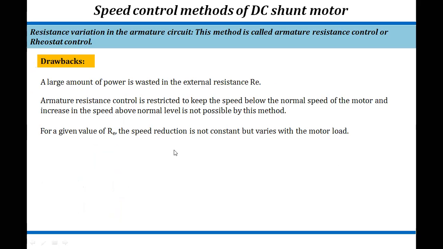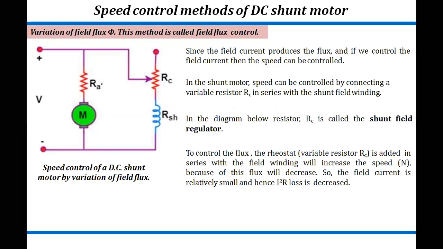A larger amount of power is wasted in the circuit because of the external resistance. So armature resistance control is restricted to keeping the speed below the normal speed. That is why we cannot increase the speed over the normal speed, and this is the drawback of resistance variation in the armature circuit. So here we can see another method, variation of flux.